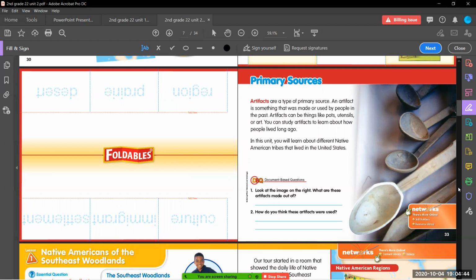Artifacts can be things like pots and utensils or art. You can study artifacts to learn about how people lived long ago. In this unit, you'll learn about different Native American tribes that lived in the United States.